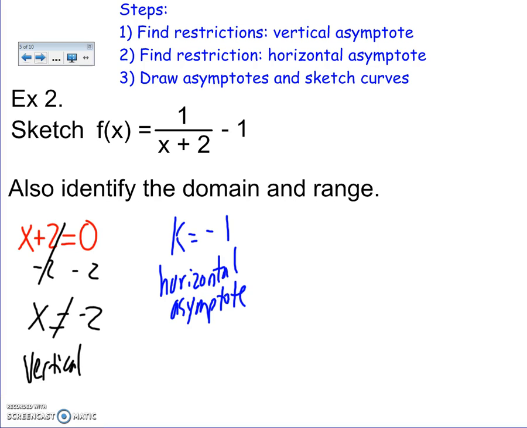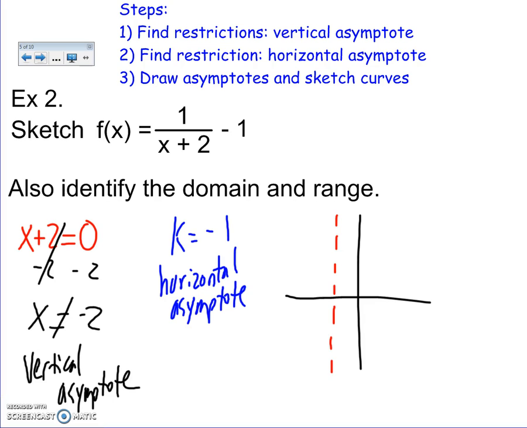Alright, so right here, vertical asymptote. Now I just draw my graph. I'm going to draw my vertical asymptote. X is negative 2, so do not cross this. That's x of negative 2. Put negative 2 there. And the horizontal is y at negative 1.